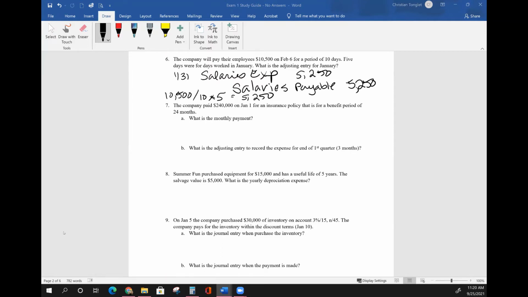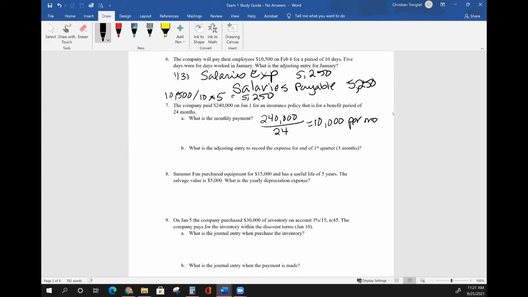Okay, so on number 7, the company paid $240,000 on January 1 for an insurance policy that benefited 24 months. So what is the monthly payment? So I'm not looking for the journal entry. I just want you to tell me how much this adjusting entry is going to be each month. So I'm paying the policy $240,000 divided by 24 months is $10,000 per month. Okay, so that's how I calculate it out.